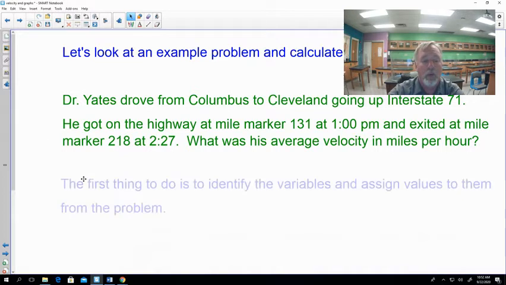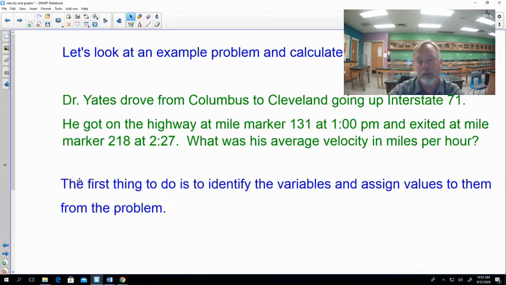Well, the first thing I want you to do is to identify the variables and assign values to them from the problem. So let's look at our problem, and what are the variables that we see? Got on the highway at mile marker 131. So there's a variable. That was the initial position, my X initial. It got on at 131 at 1 o'clock. Well, there's another variable. That's the initial time. That's when we started.